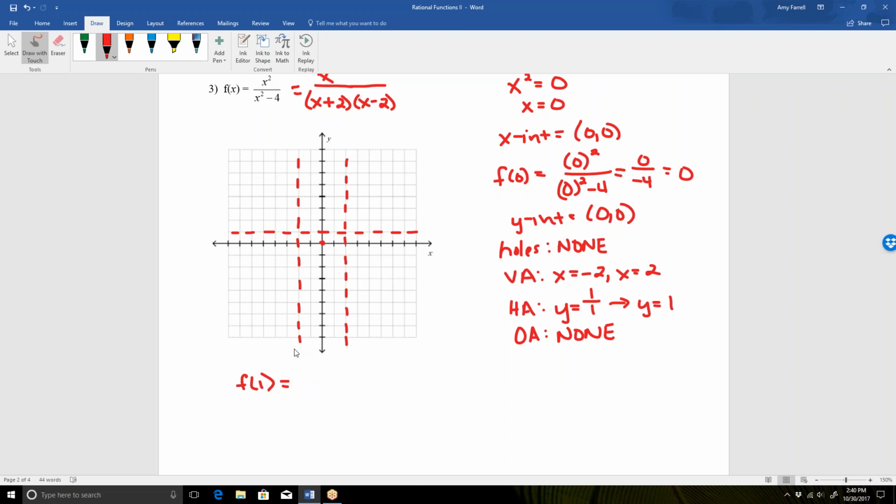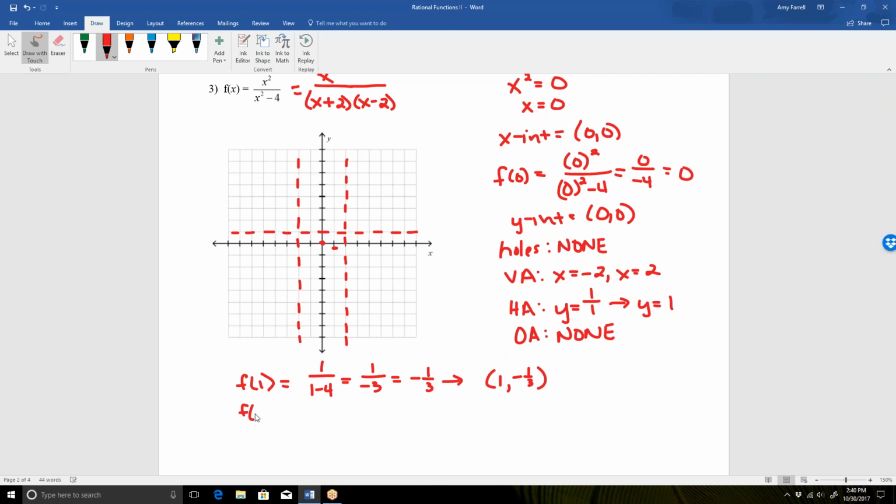So I'll plug 1 in for x. So this one would be 1 squared, which is 1, over 1 minus 4. So this is 1 over -3, which is -1/3. This means that the point (1, -1/3) is on the graph. (1, -1/3) would be kind of like right here.